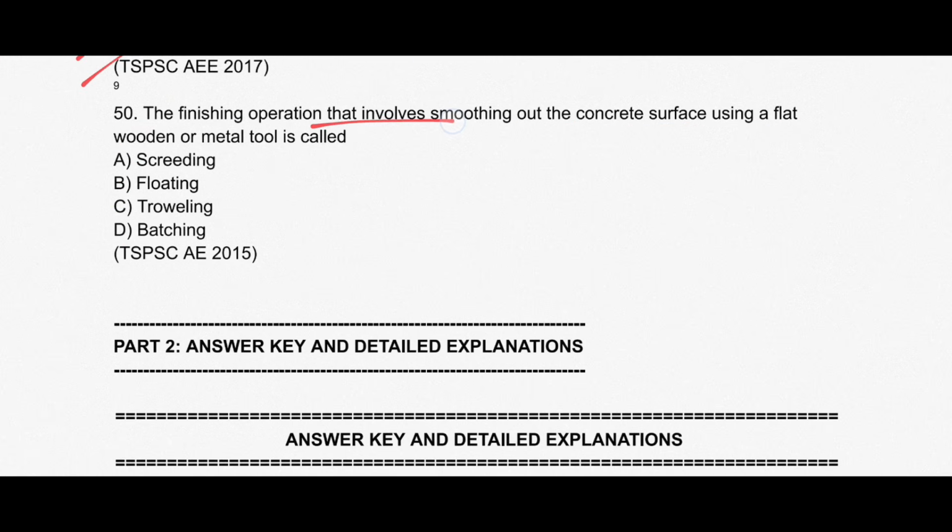The finishing operation that involves smoothing out the concrete surfaces using a flat wooden or metal tool is called as option A, screeding, option B, floating, option C, troweling, and option D is batching. So the answer is option B, floating. Floating means smoothing.